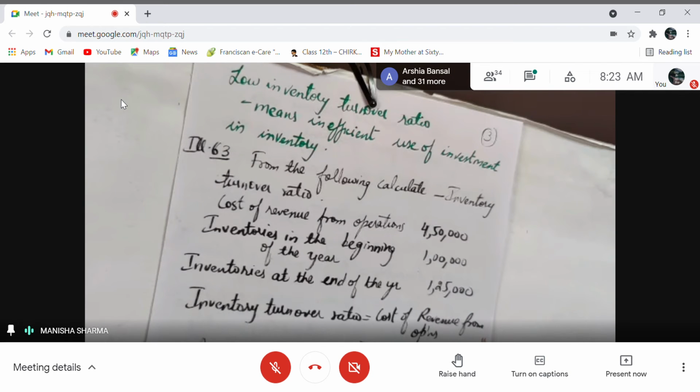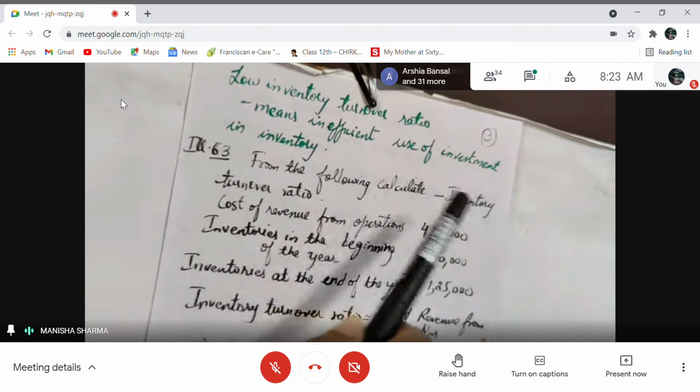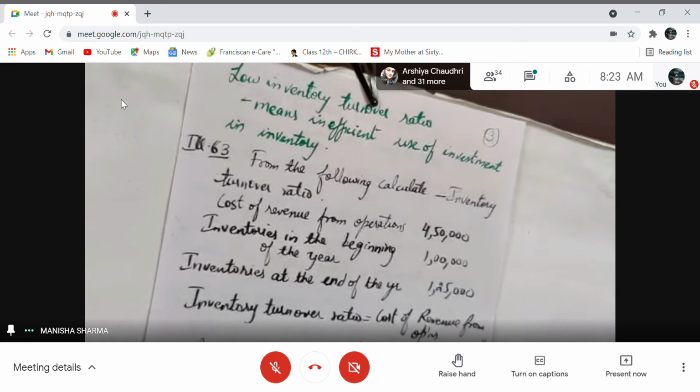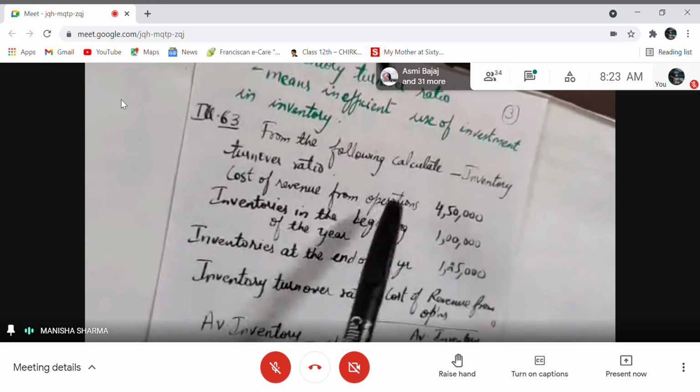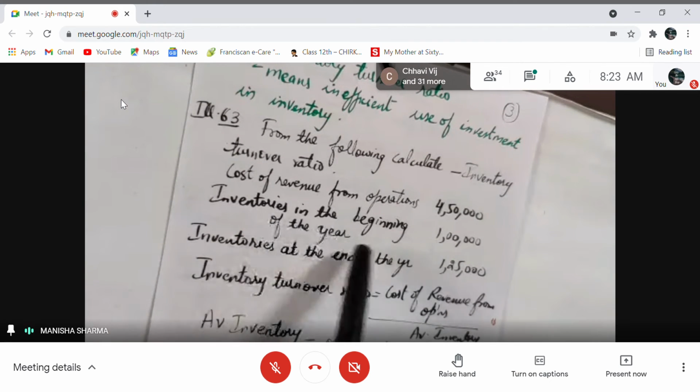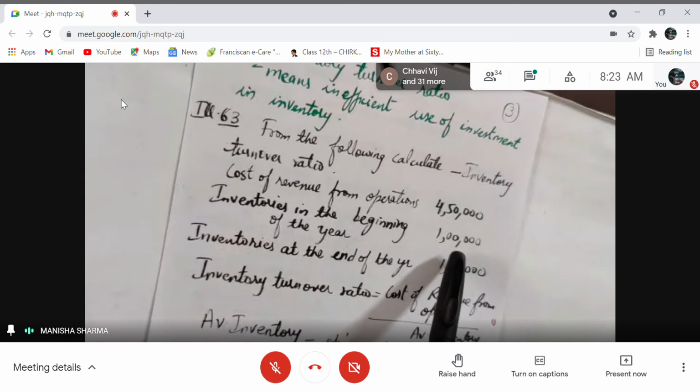Now let's take up the illustration. From the following, calculate inventory turnover ratio. Now this is a direct sum. Cost of revenue from operations is given 4,50,000. Inventories in the beginning of the year, 1 lakh. It means opening inventory is 1 lakh. Inventories at the end of the year, 1,25,000, right?